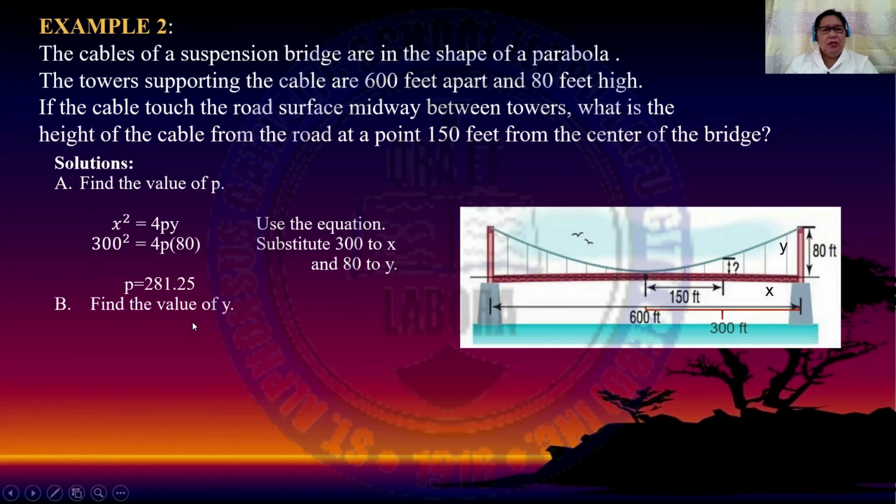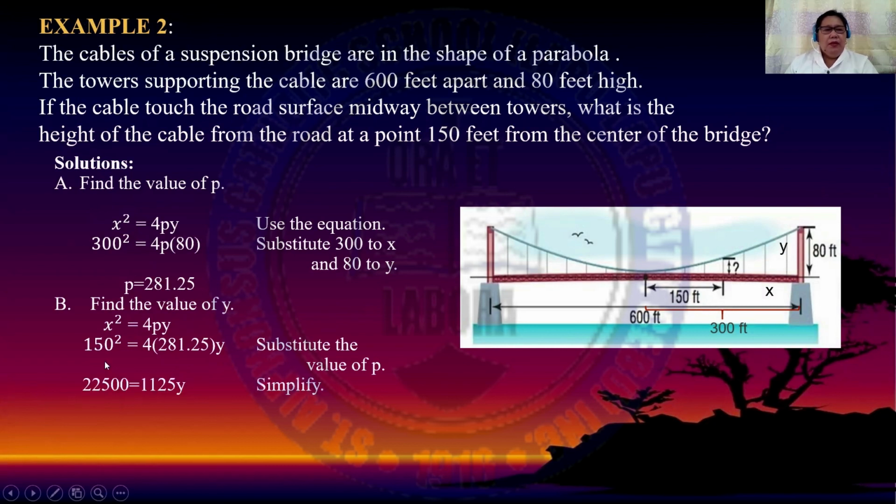Then we have to substitute the value of P to the equation x squared is equal to 4py. Using now 150. So 150 squared is equal to 4 times the value of P, 281.25 times y. And then the result of this is 22,500 is equal to 1,125y. Simplify, so y is equal to 20 feet. So the height of the cable is 20 feet.